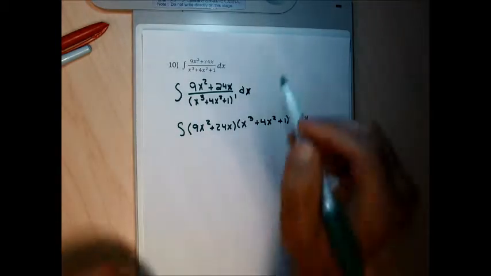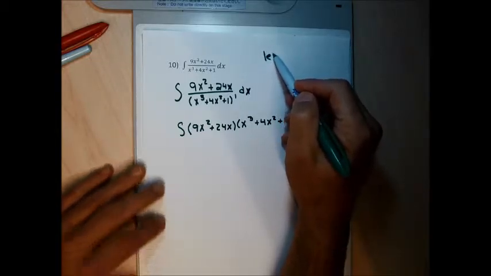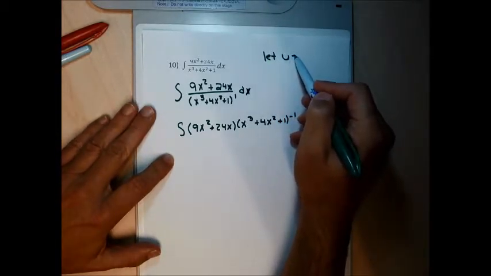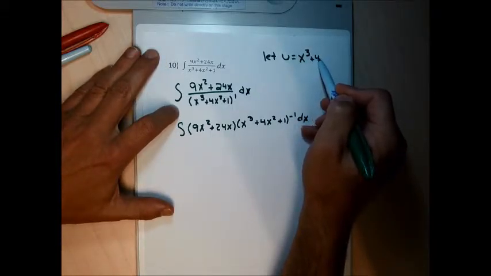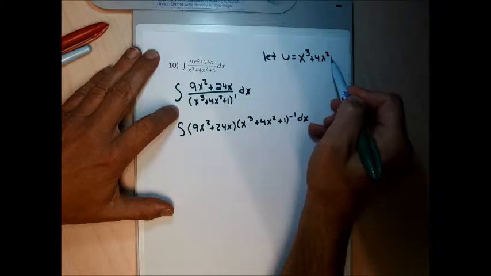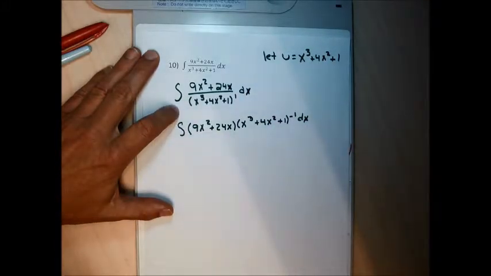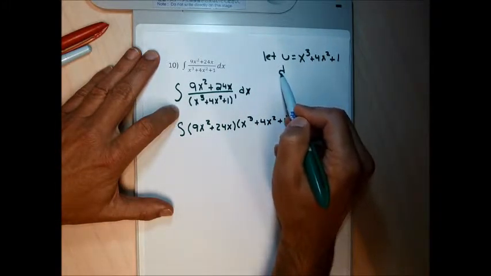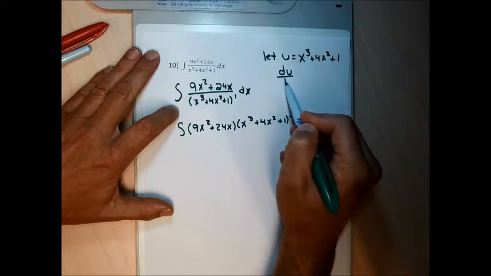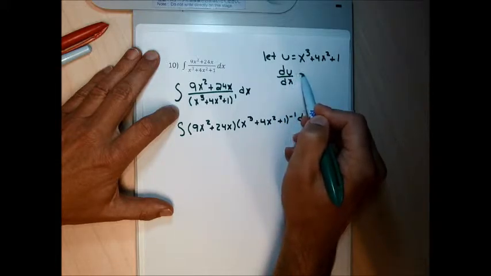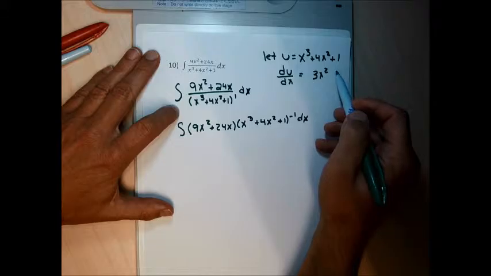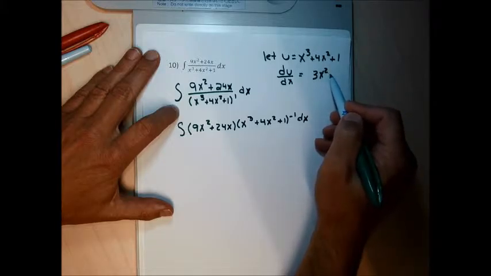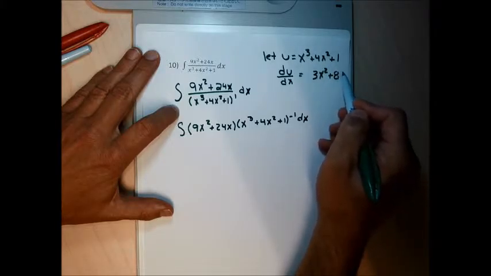And now you let u be the contents of the parentheses. So I'm going to let u be x cubed plus 4x squared plus 1. And just to save a second, I'm going to do the derivative of this. I'm going to get du dx equals the derivative of x cubed, which is 3x squared, the derivative of 4x squared, which is 8x, and the derivative of 1 is 0.